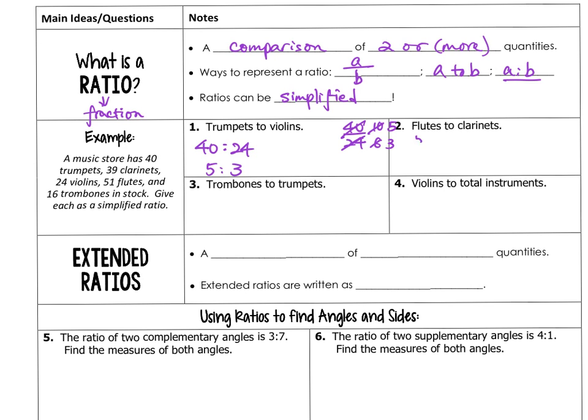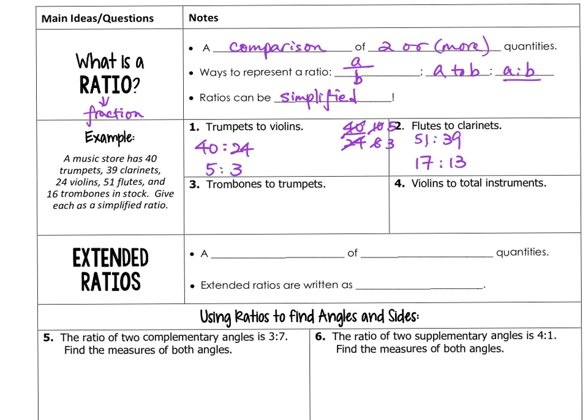Flutes to clarinets is 51 to 39. And there's a 3 in each of them, because 5 plus 1 is 6, that's divisible by 3. 39 is divisible by 3. So that's 17 to 13.